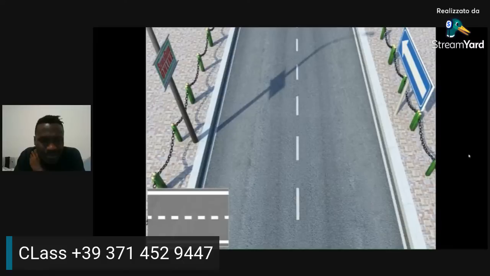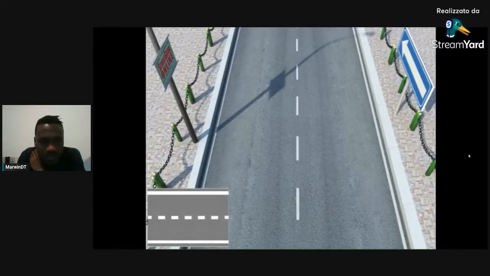Okay, linea tratteggiata. Let me remove. Okay, this one is a senso unico, one sense of circulation road. So we cannot do a U-turn, even though the line dividing the carreggiata is what? Discontinua. So in this case, we cannot do the U-turn. Why? Because the road is a one-way direction road.